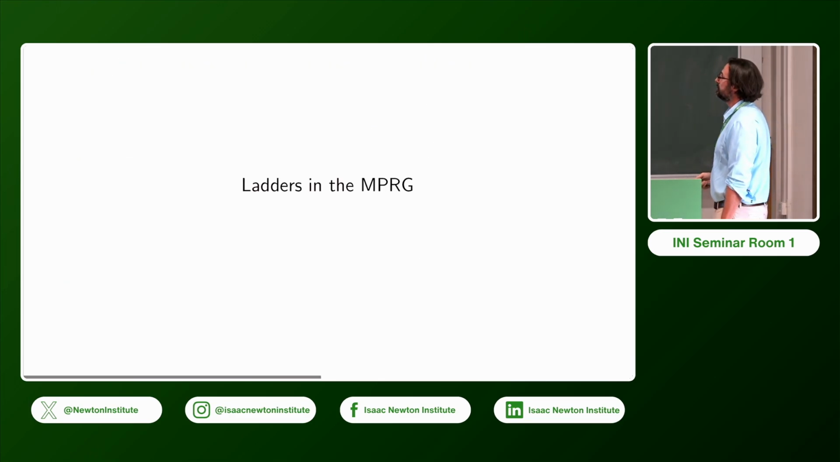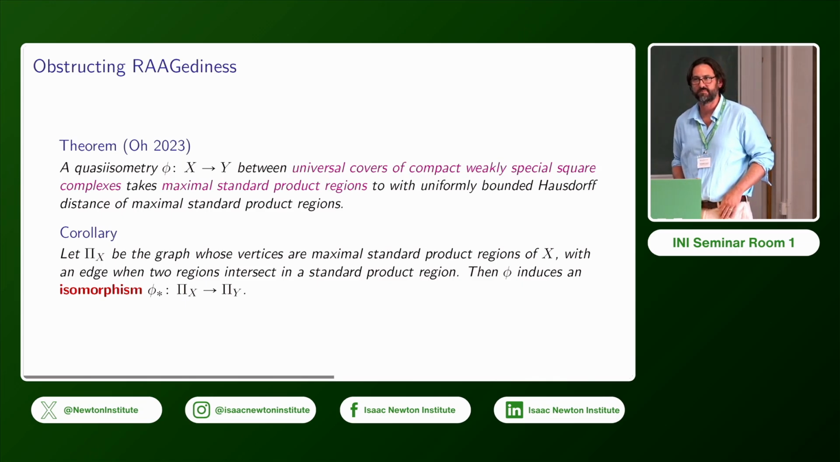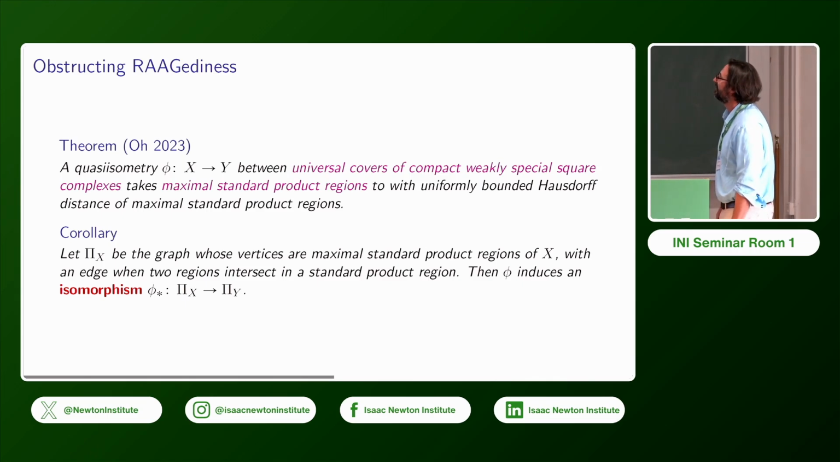Okay, so that was the positive direction. If you're hoping that you're quasi-isometric to a RAG, here's a way that you can try to prove it. Try to modify your graph so that it becomes a graph double. Now we're going to talk about two ways to try to obstruct being quasi-isometric to a RAG. The first one is ladders in the maximal product region graph. The starting point for this is the theorem of Sang-Rock Oh, who is here. So if you have questions about this, talk to him during the break sometime.